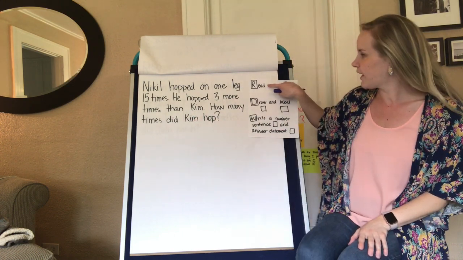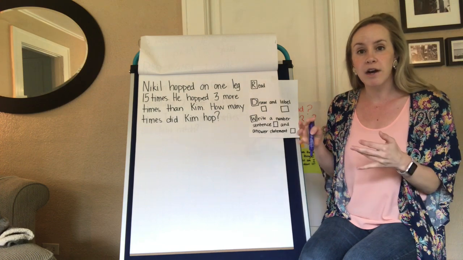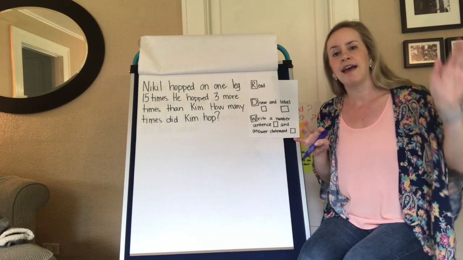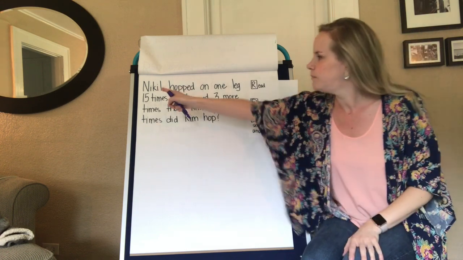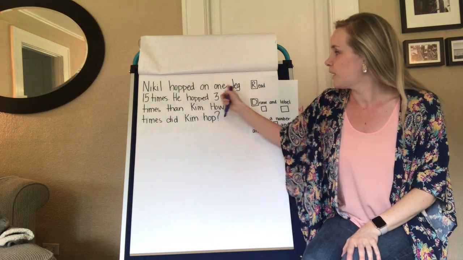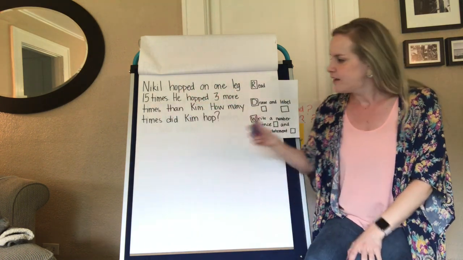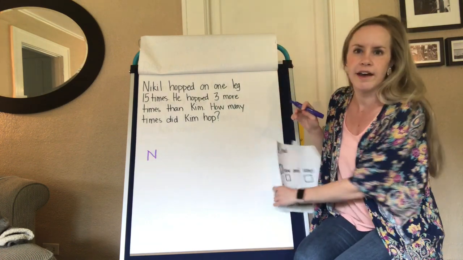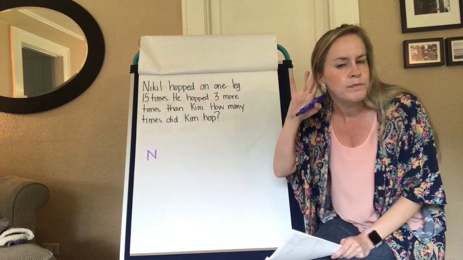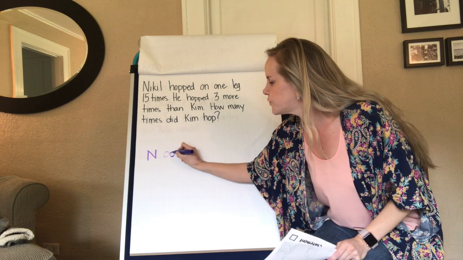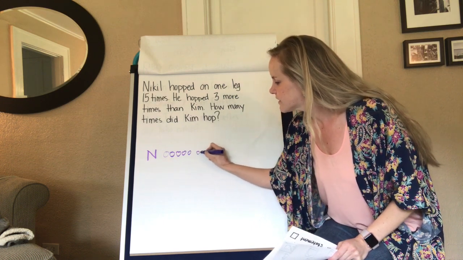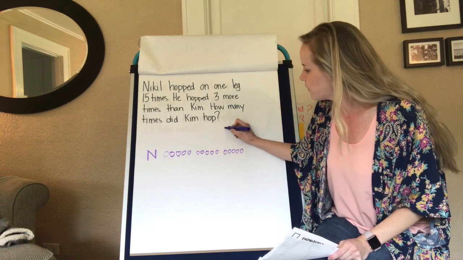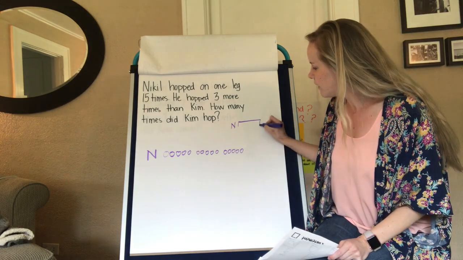So we read the whole thing, and now we're going to read it part by part and do our drawing and labeling, okay? So read it part by part with me, and then we will draw and label. Nikhil hopped on one leg 15 times. So let's all do an N for Nikhil. You do that. And how many did he go? 15. 1, 2, 3, 4, 5, 6, 7, 8, 9, 10, 11, 12, 13, 14, 15. If you are doing a tape diagram, it would look like this.